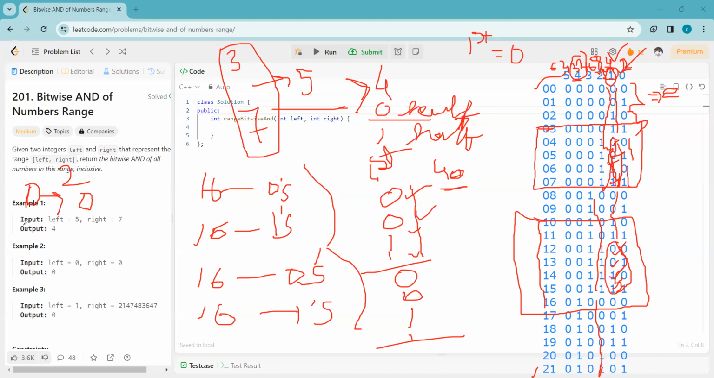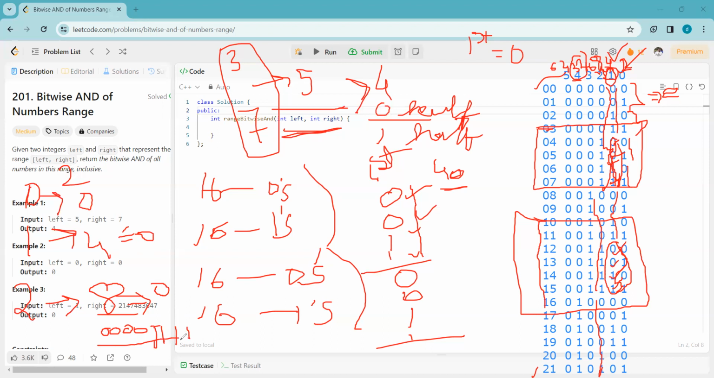For bit 1, if the range is greater than 4, we will definitely have 0 if we do bitwise AND. For bit 2, if the given range is greater than 8, the bitwise AND of that range for that bit will be 0, since the numbers will be repeated as 0 0 0 0 1 1 1 1. That means we will have four zeros, four ones.